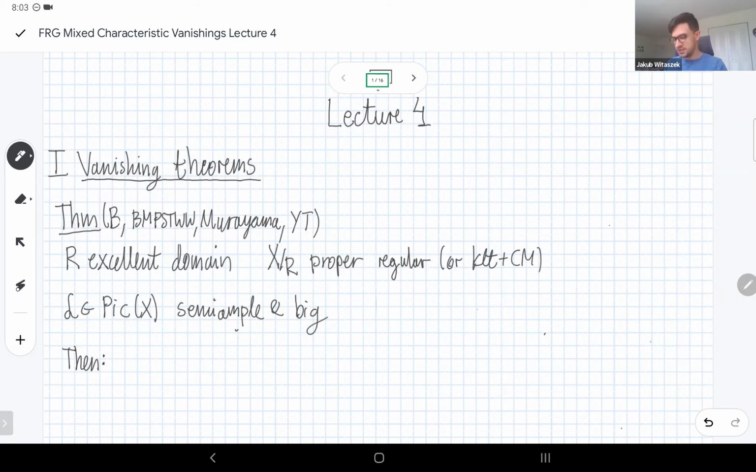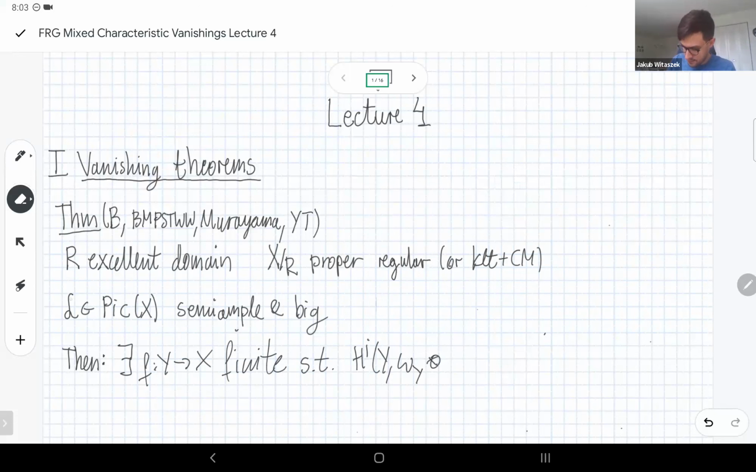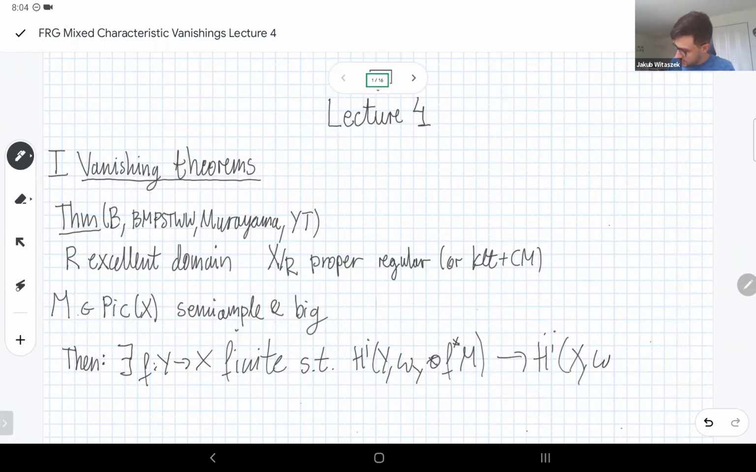Then what happens is that there exists a finite cover Y over X such that the map H^i(Y, ω_Y ⊗ M), let's call it M, tensor the pullback of M, mapping to H^i(X, ω_X ⊗ M), is a 0 map. So the proof goes as follows.